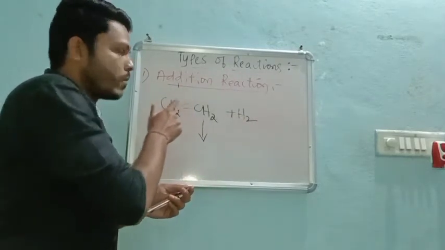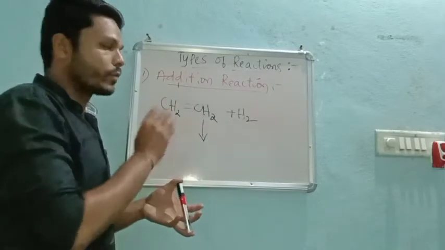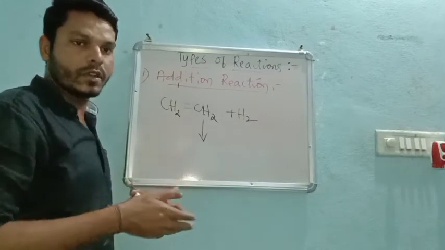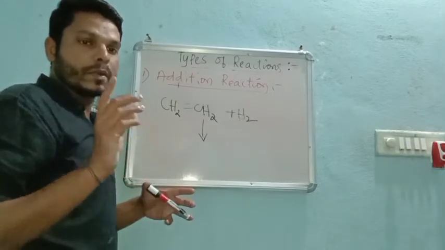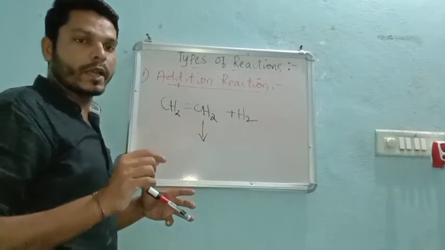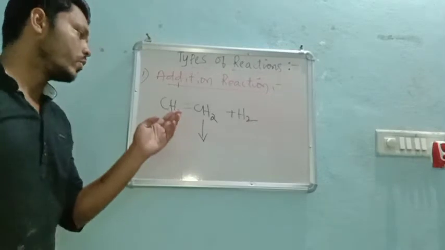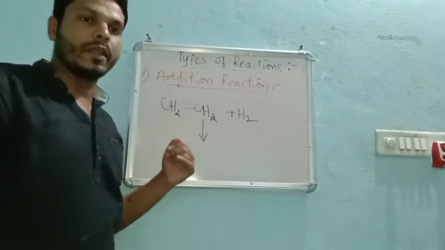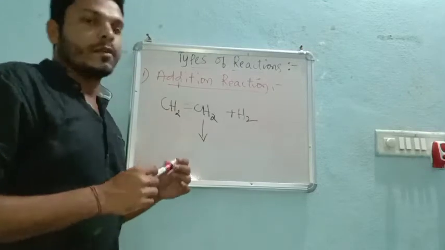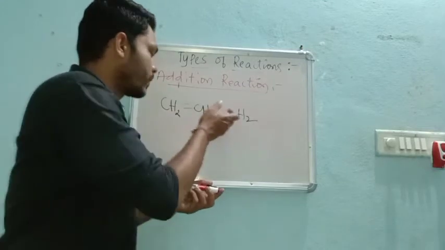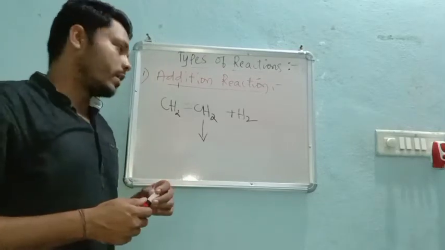See here, there is a pi bond, and I have already explained that whenever unsaturated compounds are present, there will be a pi bond. And what is a pi bond? A pi bond is nothing but a very weak bond, due to the extent of overlapping. The extent of overlapping is very less in the case of a pi bond. So that's why this type of compound can easily undergo reaction.